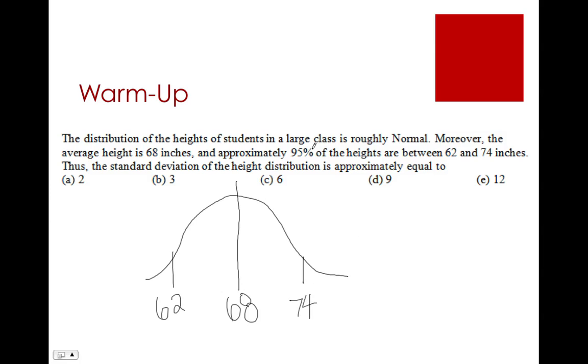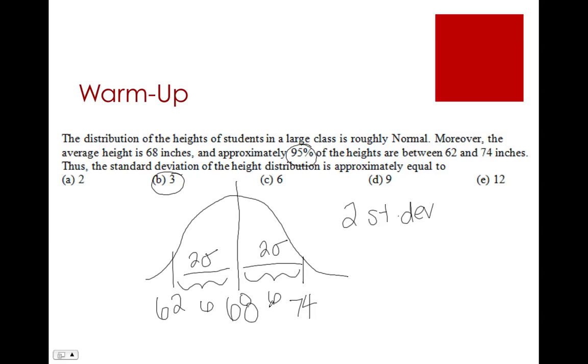What you need to do is think about how many standard deviations out we have to go to capture 95% of students' heights. And hopefully you knew that that was 2 standard deviations. So that means that the distance from 68 to 74 was 2 standard deviations, and the distance from 68 down to 62 was 2 standard deviations. Now, since for both of these, this is a distance of 6, that means 1 standard deviation must be half of that, and I get B, which is 3.